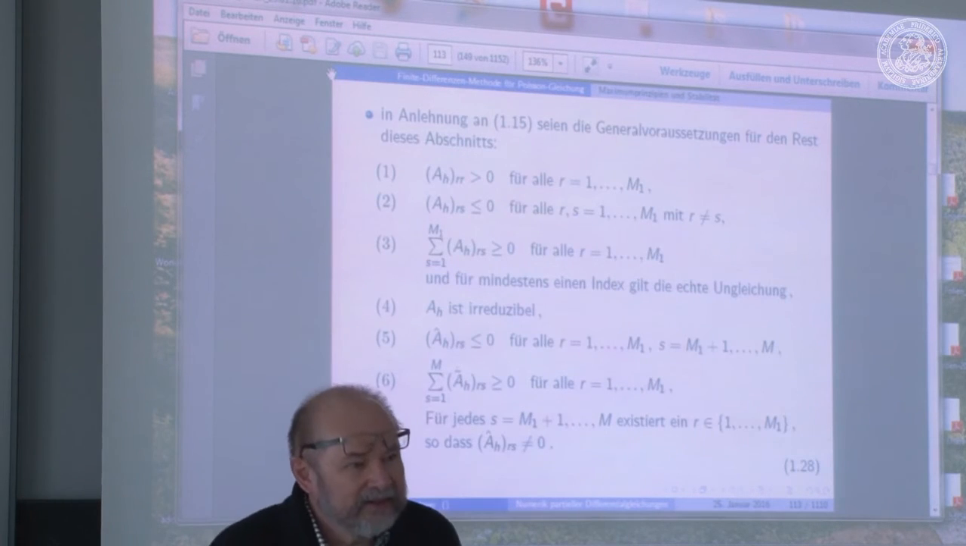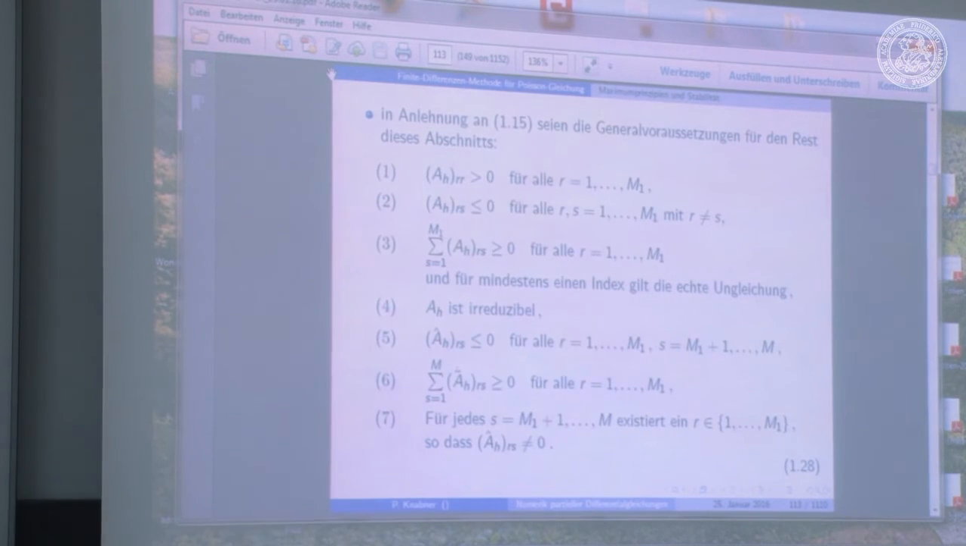Here we are. So let's see again what the conditions were. Okay, this was just purely algebraic structural conditions on the discretization matrix. The first set: the diagonal entries had to be positive, then the off-diagonal entries had to be non-negative. Then we would like to have that the sum is non-negative, and at least for one index there is a strict inequality, it's greater than 0.